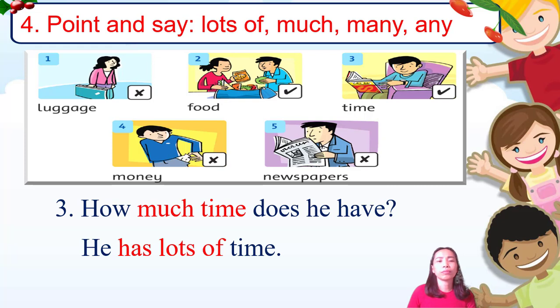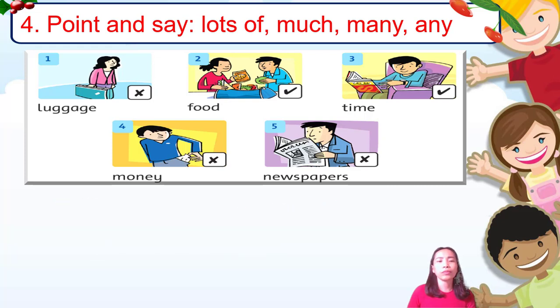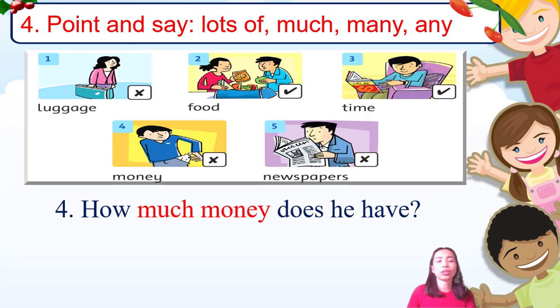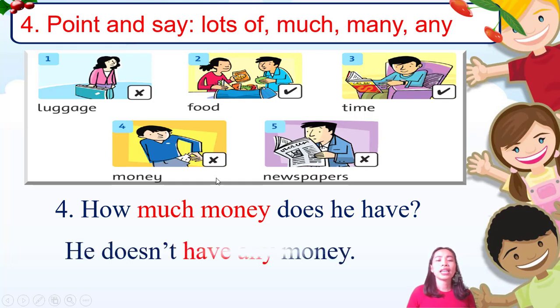Okay, number 4. The word is money. So, do we use how many or how much? Yes, that's right. We use how much. So, how much money does he have? Look at his pocket. And look at this cross. The answer is, he doesn't have any money.